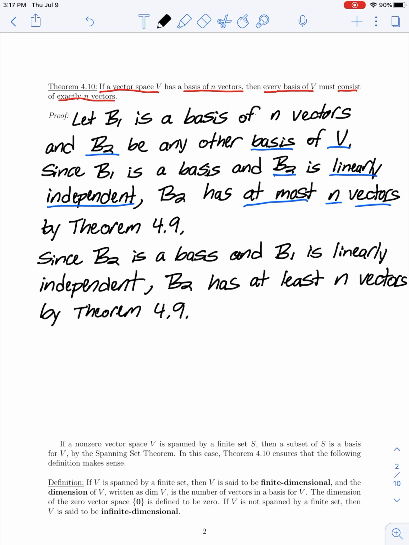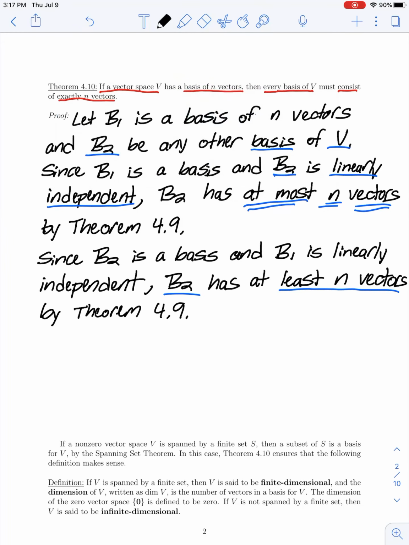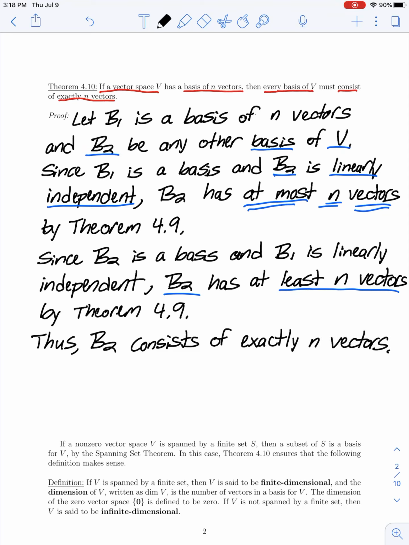So we've shown that B2 has at least n vectors and it has at most n vectors. Therefore, it consists of exactly n vectors. So we can say our basis B2 consists of exactly n vectors, which is what we wanted to establish. Okay.